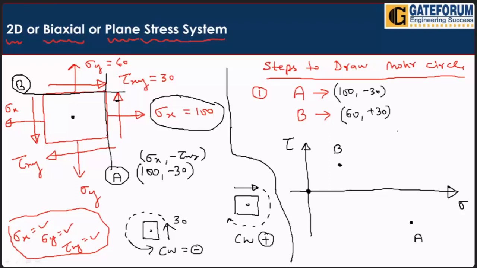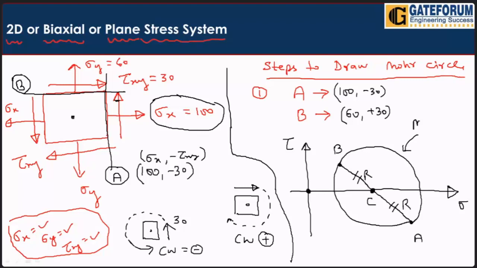So first, write the coordinates of the two perpendicular planes. Second, plot the two points on the sigma versus tau graph. Third, join the line AB. This will cut the x-axis at the center of the Mohr circle, and half of AB becomes the radius. With this center and radius you can draw the circle, and this will become the Mohr circle. So there are only two simple steps to draw any Mohr circle.